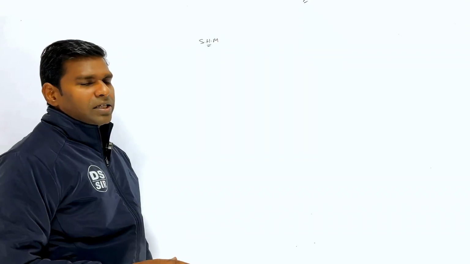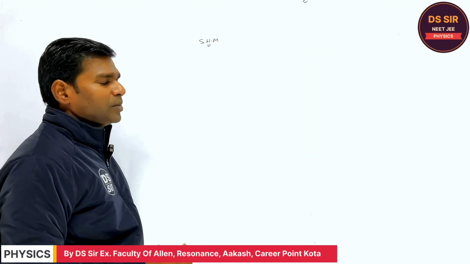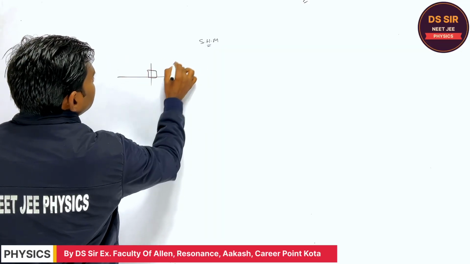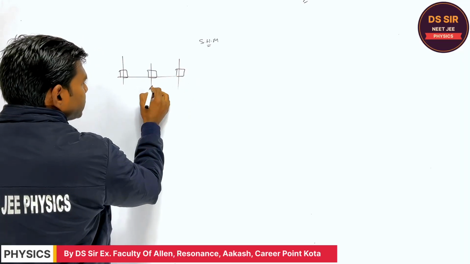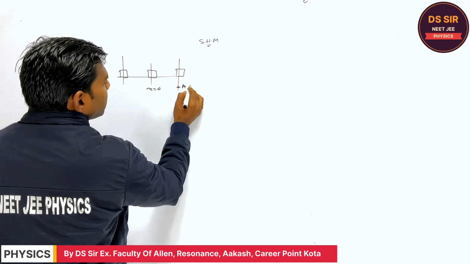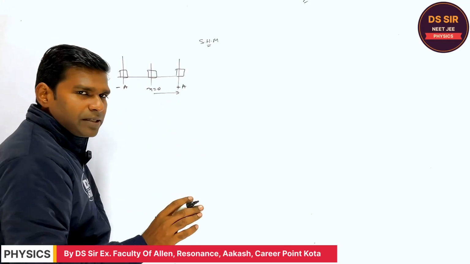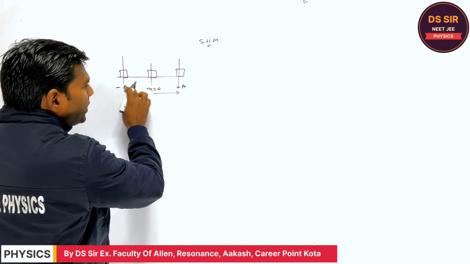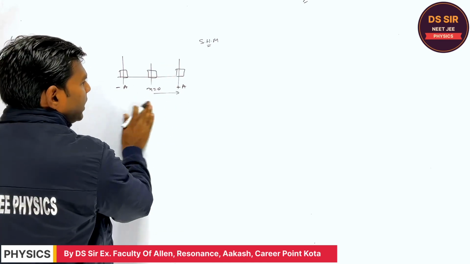So in today's lecture, we are continuing the linear SHM equation. In the previous lecture, we have seen that if a particle is performing SHM, about its mean position, this is the right extreme, this is the left extreme. The maximum displacement from the mean position is called the amplitude. The time period is the time taken to complete one oscillation.